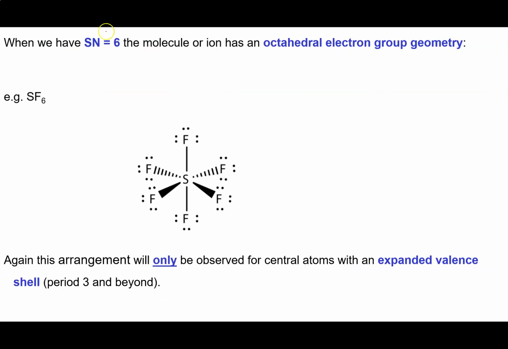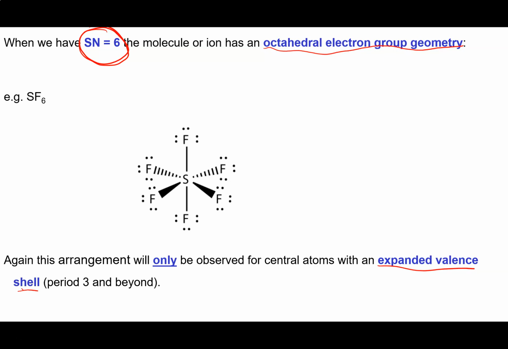Okay. The last class of molecules we're going to look at are those that have steric number equals 6, and steric number equals 6 gives rise to the octahedral electron group geometry. A good example of this is sulfur hexafluoride. Again, you're only going to be seeing a central atom with 6 things attached to it when you have an expanded valence shell, so your atom comes from period 3 or beyond.